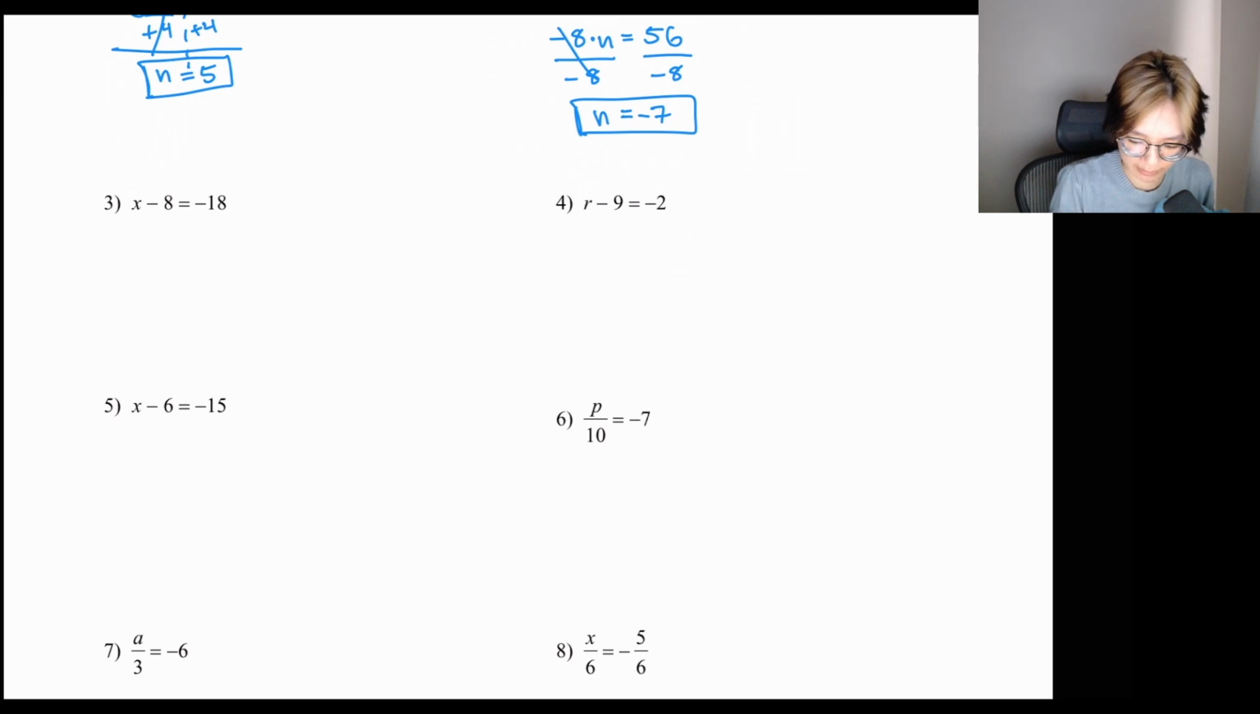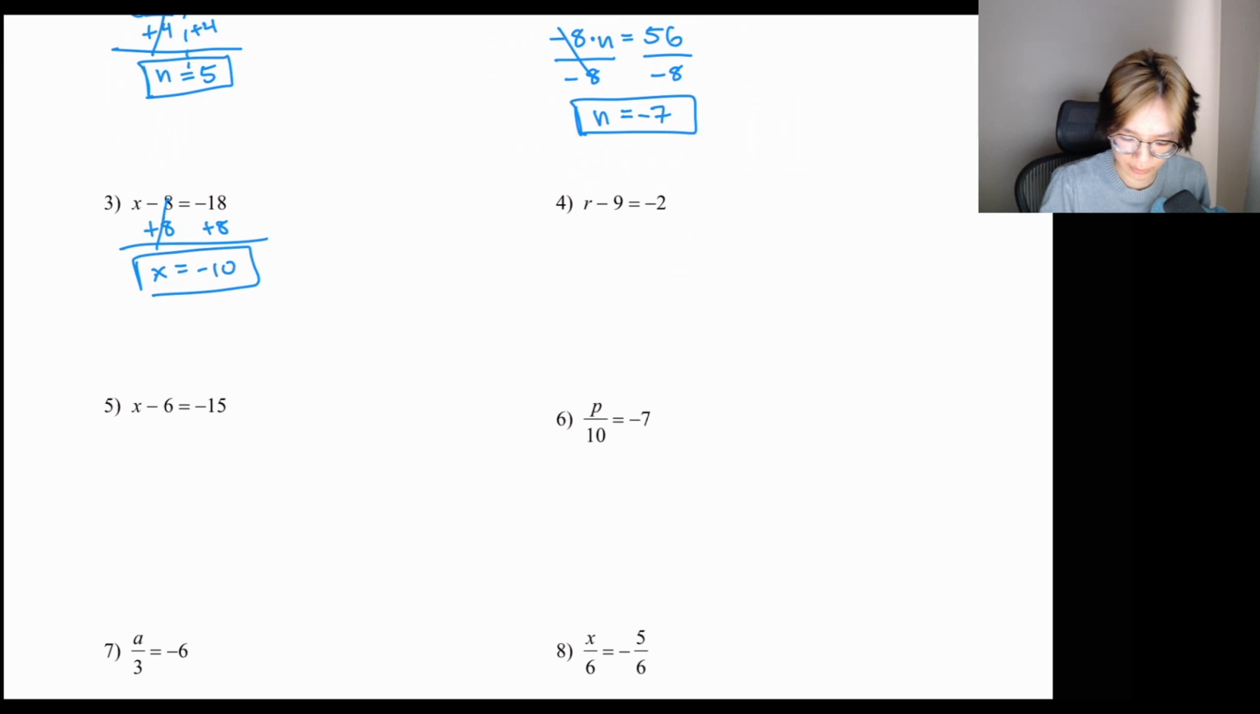Next one, x minus 8 equals negative 18. The opposite of subtraction is addition. So we're going to add 8 to both sides. x equals negative 18 plus 8, which is negative 10.